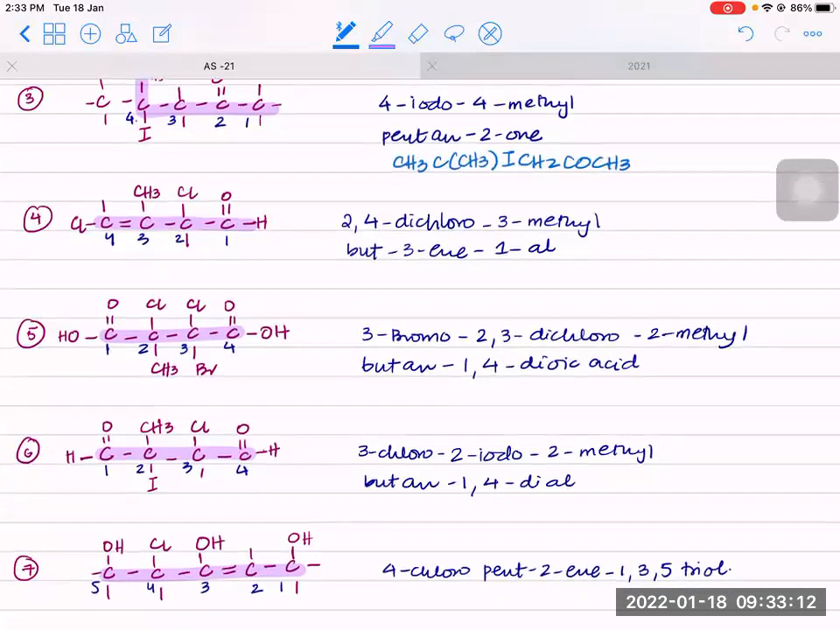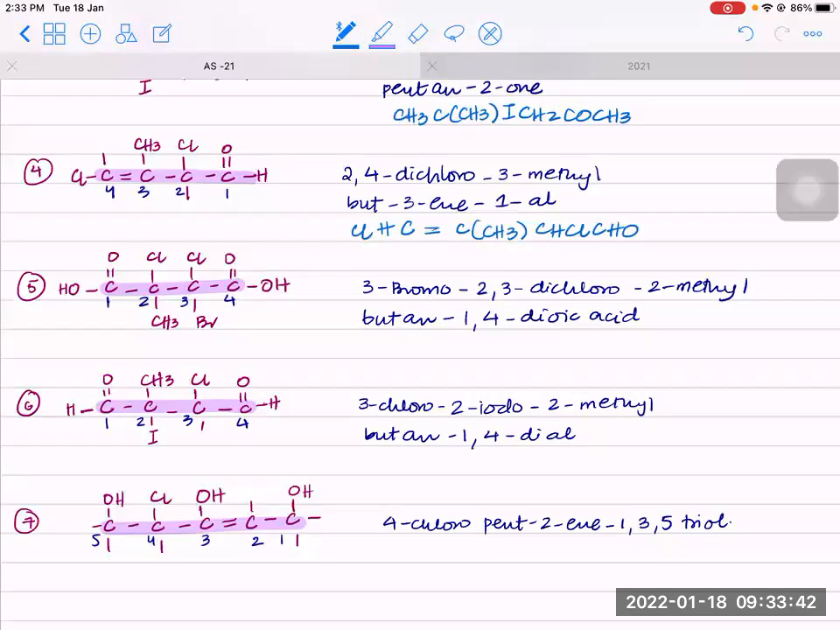Then number 4, you have CHCl. Now, if you want, you can write it like this, then put a double bond, but it seems as if the Cl is attached to this carbon, which it's not. So it's better you write it this way. CHCl, double bond, C bracket CH3, then you have CHCl, and then you have CHO. Yes, for the aldehyde.